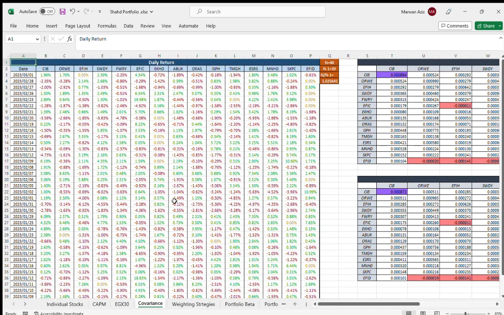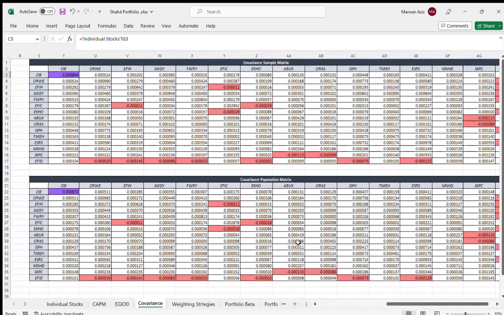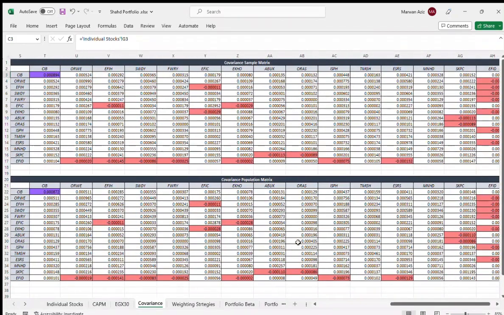Then I started to construct the covariance matrix. The covariance matrix is very important to get the return and risk for my portfolio after giving weight, of course, for each stock. So while I got here the returns for each stock, the daily return for each stock, as we can see from the first sheet. And here we can see I constructed first the covariance matrix here from using the data and the data analysis tool.